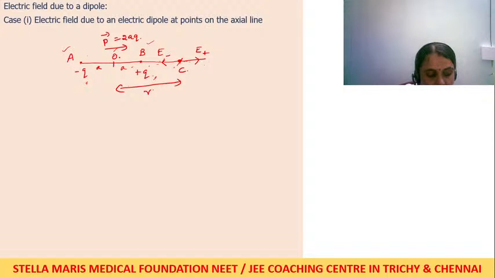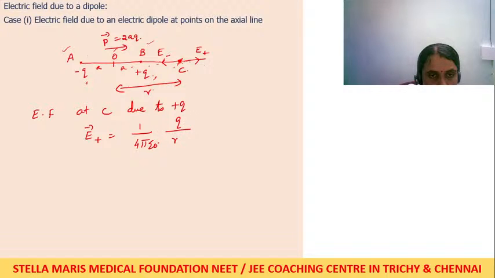Okay, so now we are going to consider the electric field at a point C due to this positive Q. So we will get E plus vector, because here we have considered the positive one. So E plus vector equals 1 by 4 pi epsilon naught, Q divided by R minus A the whole squared. Okay, why have I written R minus A?